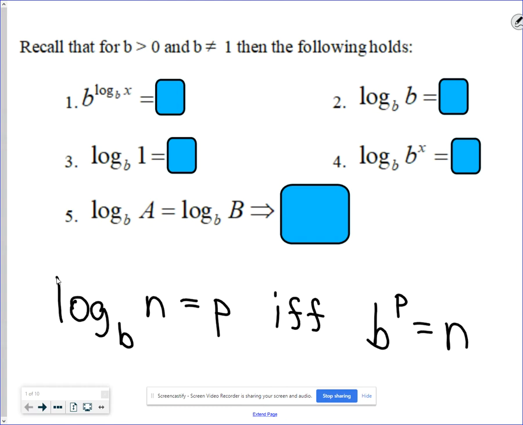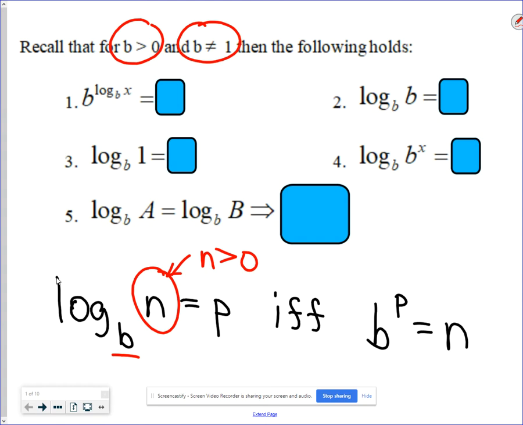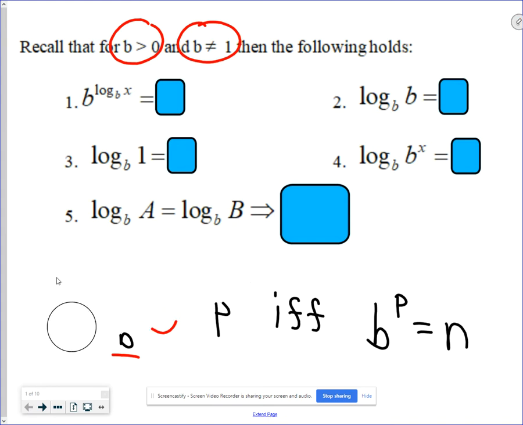And remember, there were some restrictions. b has to be greater than 0 and not equal to 1. So what that means is b has to be a positive number. Also, n has to be greater than 0, but n can be 1. So n has to be any positive number. All right, so let's just look at a couple of these. You should know the answer to these. This is just review here.